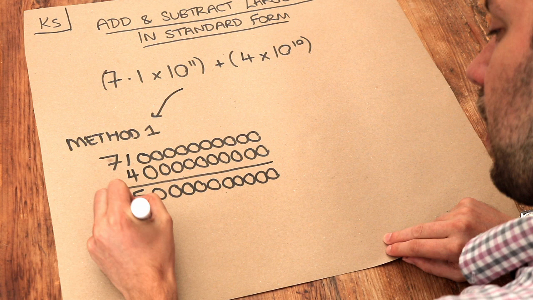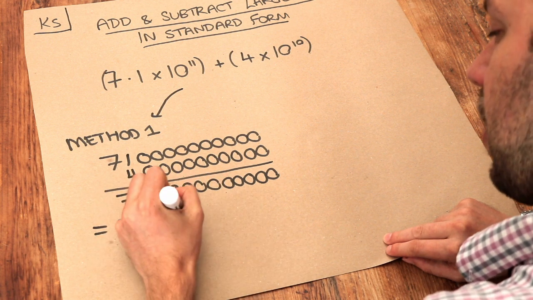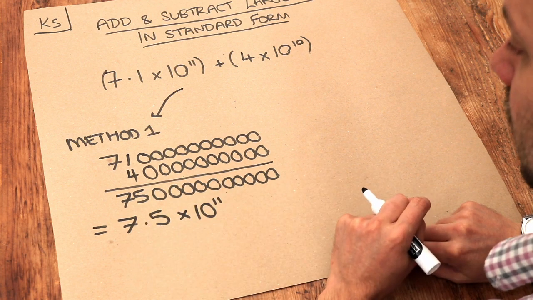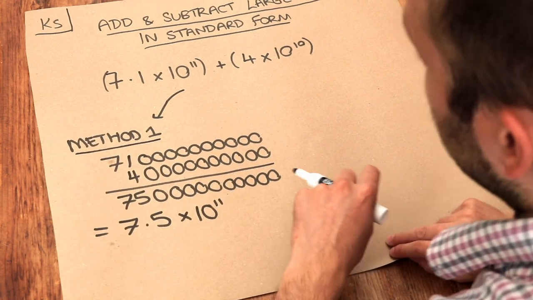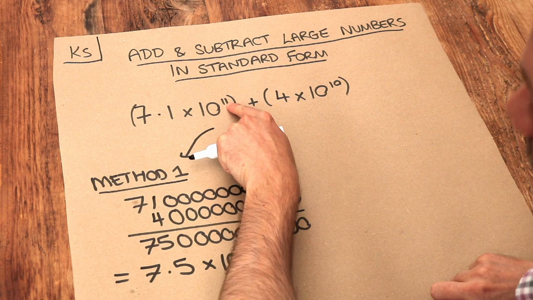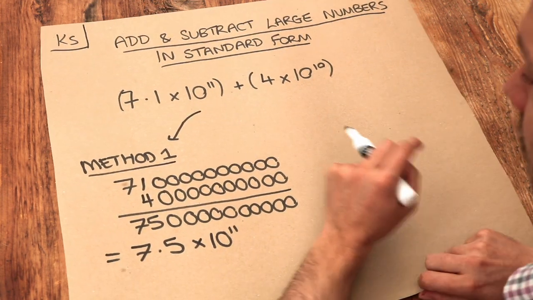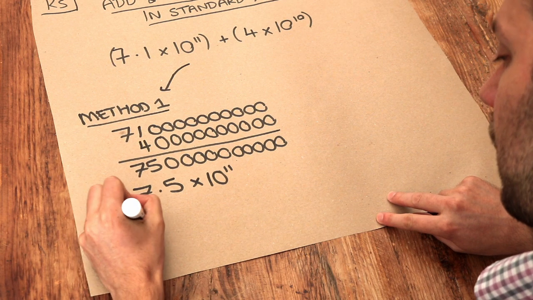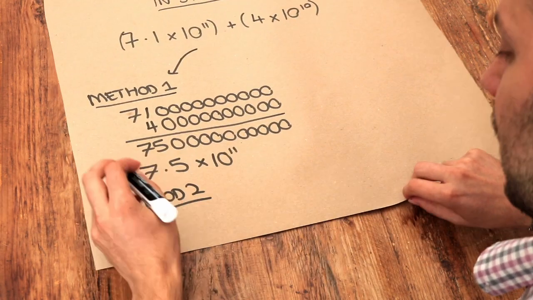it's 7.5, and it's going to be times 10 to the 11 because we have to move the decimal point 11 times. Now, I don't like that method because potentially this index here could be like, say, 100, and we don't want to write 100 zeros on the end, do we? So method 2 is a bit more clever, and it's this.